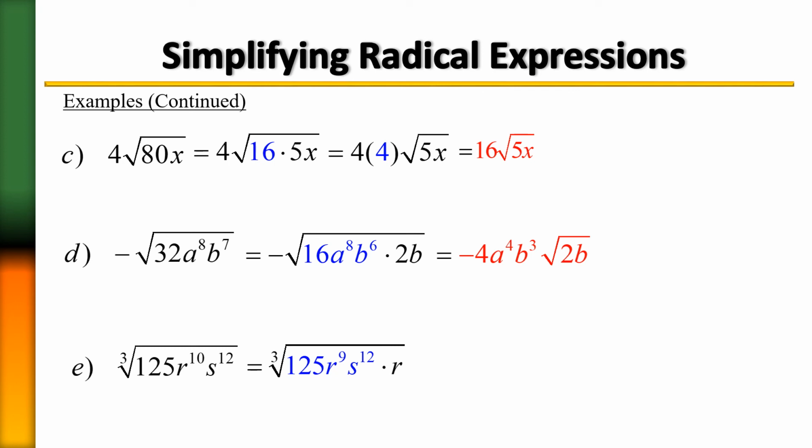Now I'm going to go ahead and solve the perfect and put it on the outside. And the only term that's going to be left under the radical symbol is just a single r. So when we solve that, our answer is going to be 5r cubed s to the 4th power cube root of r. And there you have it, simplifying radical expressions.